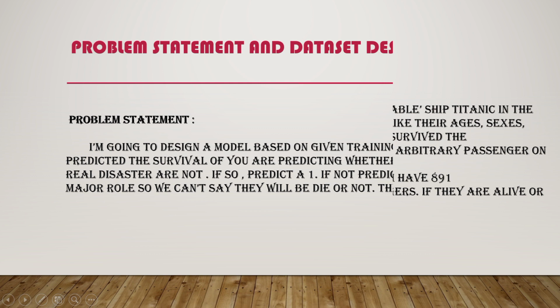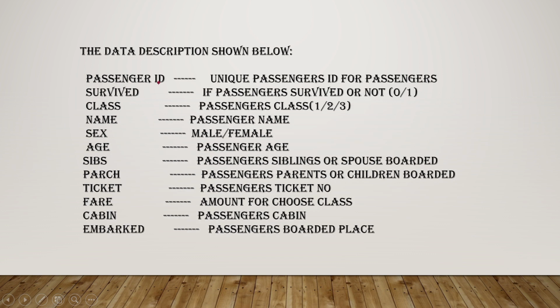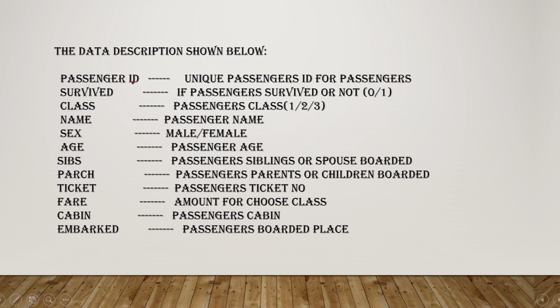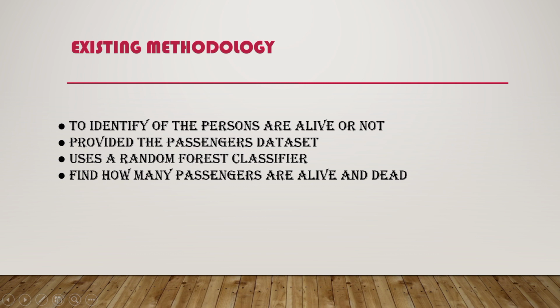Next, dataset description. The Titanic problem is based on the sinking of the unsinkable ship in early 1912. It gives you information about multiple people like their passenger ID, survived, class, name, gender, age, sibsp, parch, ticket, fare, cabin, embarked.